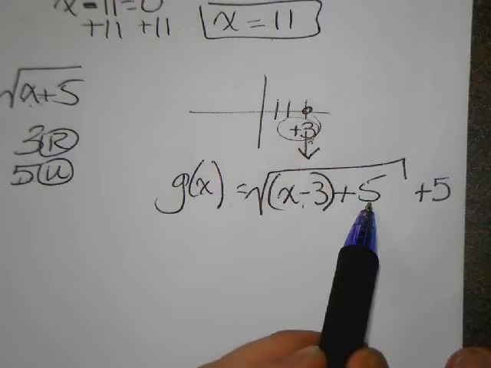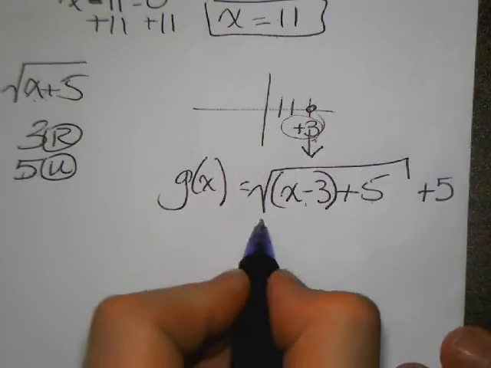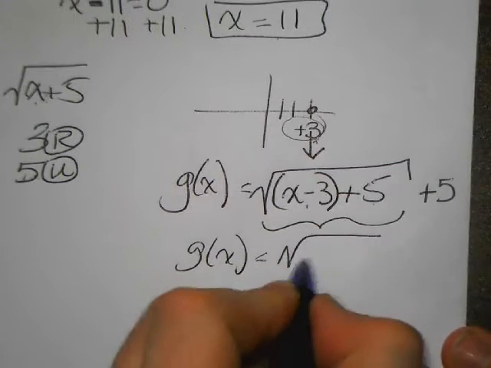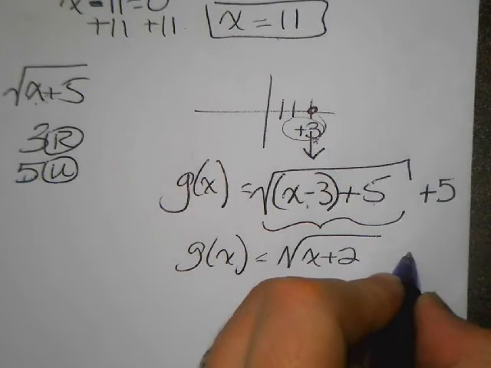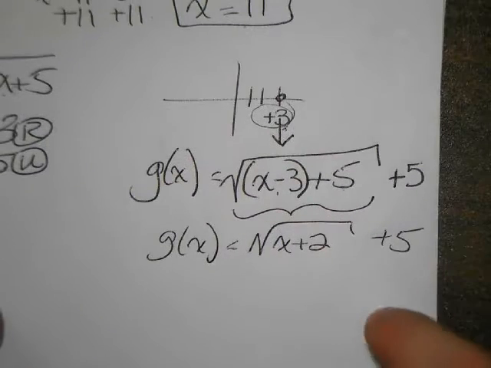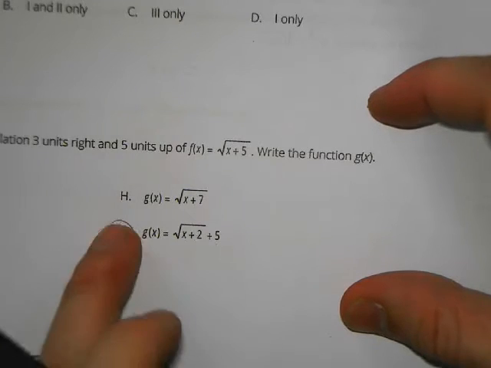X minus 3 plus 5 will simplify for me into x plus 2. And you're still going to have this plus 5 out here to the side. So that for us will be the option J.